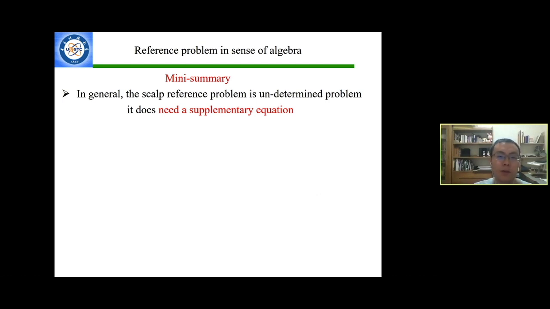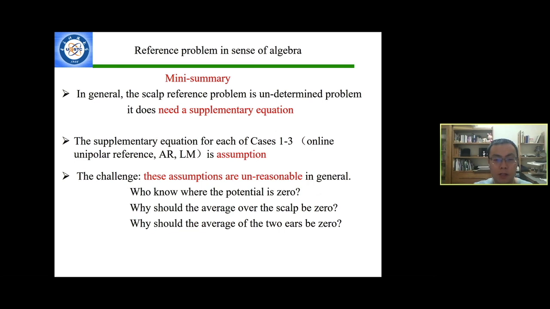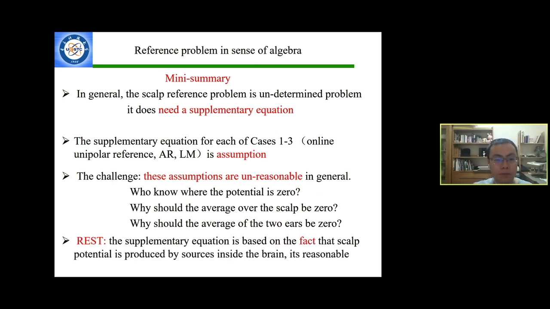In general, the scalp reference problem is an undetermined problem. It needs a supplementary equation. The supplementary equation for each of classes for cases 1 to 3, the online unipolar reference, AR, LM, and so on, is an assumption. The challenge is that these assumptions are unreasonable in general. Who knows where the potential is 0? Why should the average over the scalp be 0? Why should the average of the two ears be 0?